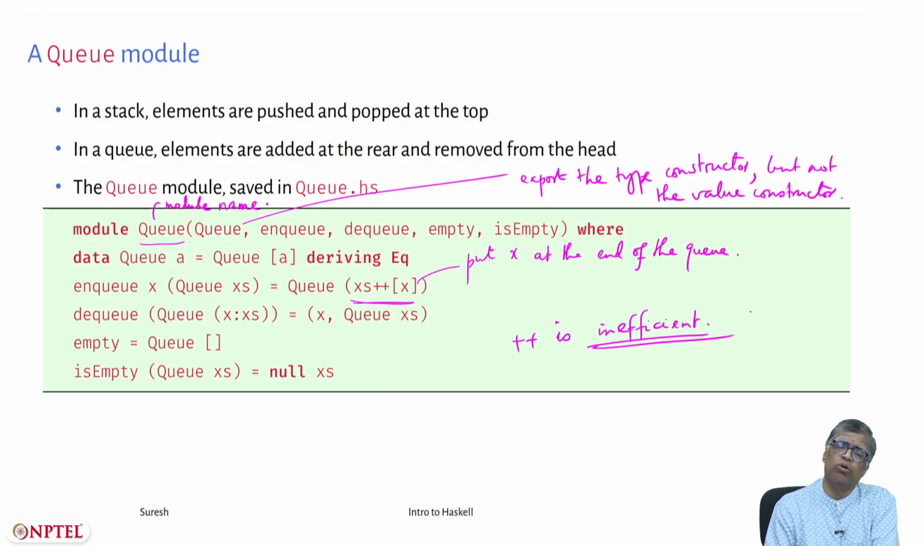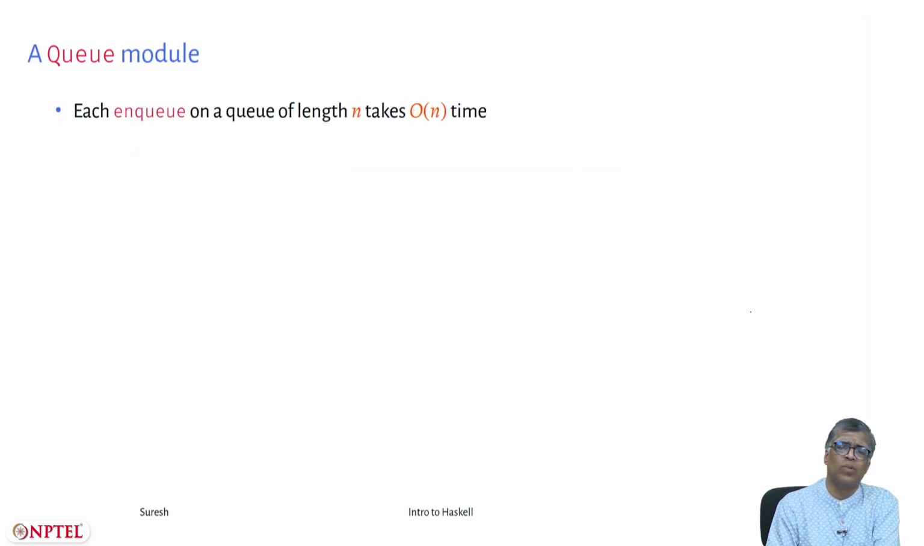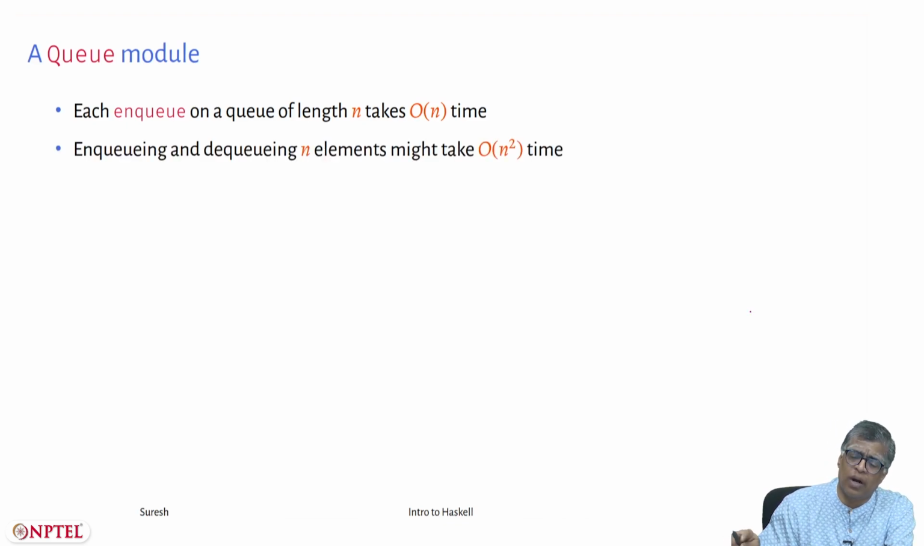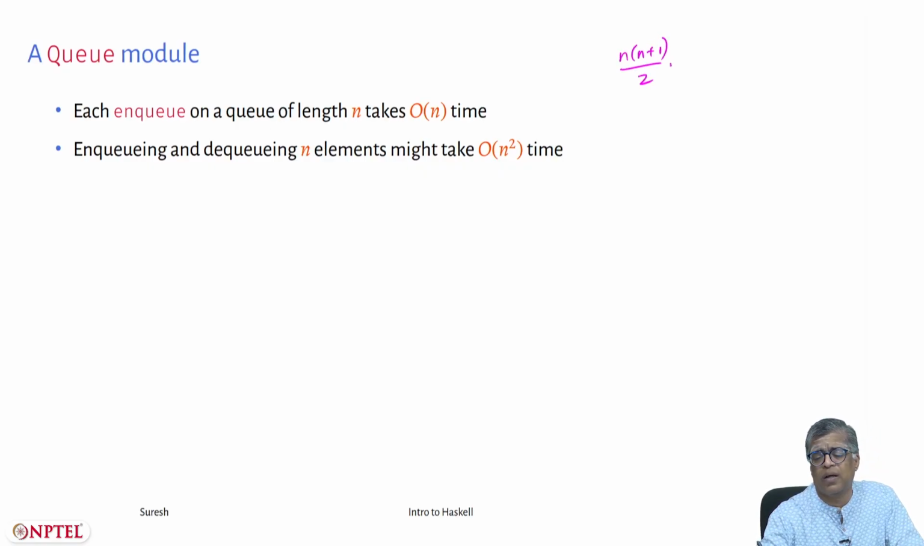Okay, so what do we do now? Each enqueue on a queue of length n takes order n time. And enqueuing and dequeuing n elements might take order n squared time, because you may keep on enqueuing, and if you enqueue n elements, the time is order n squared, because it's n into n plus 1 by 2, right?